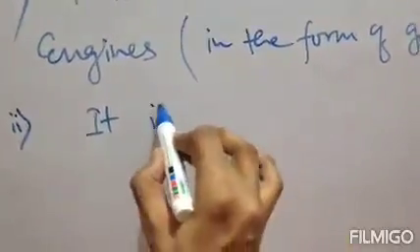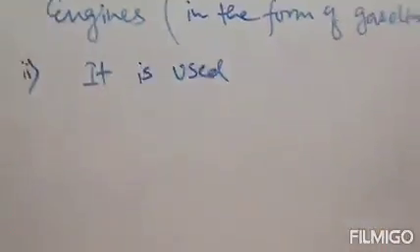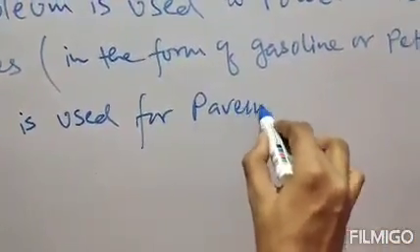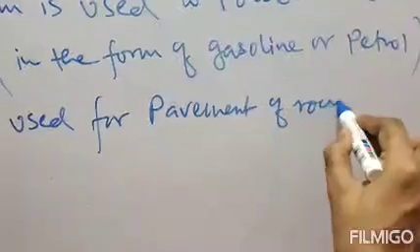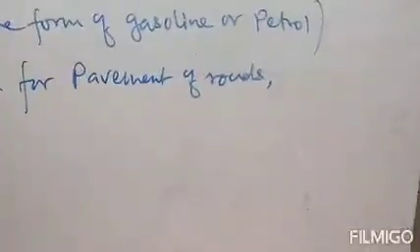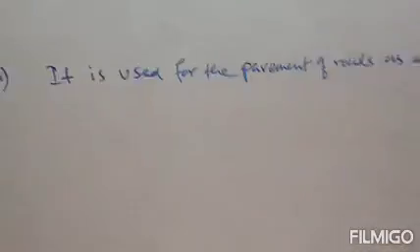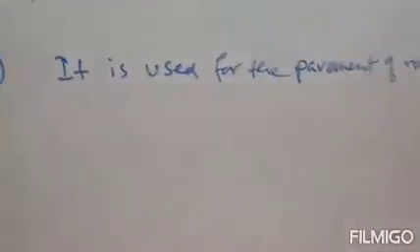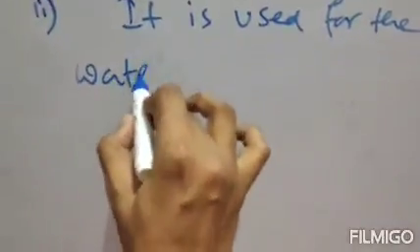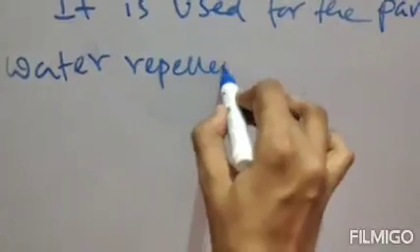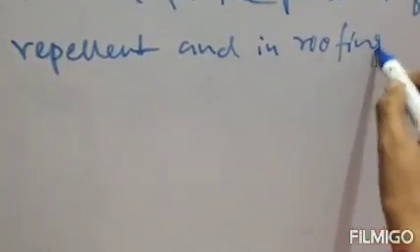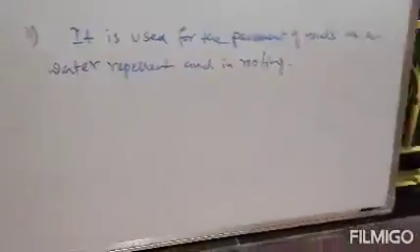So the second use is that it is used for pavement of roads, also as a water repellent and in roofing. That means to make roofs for houses.